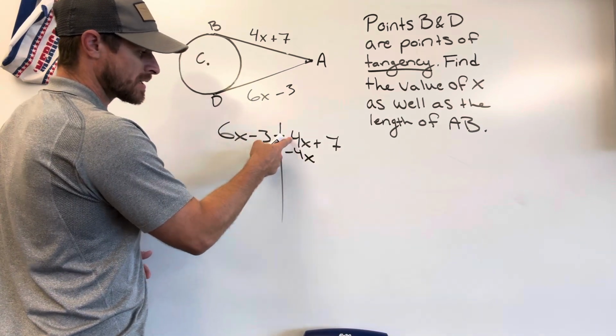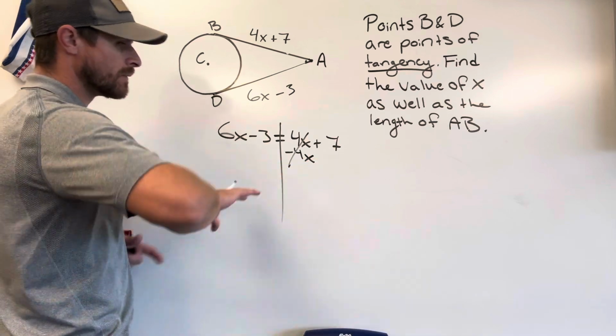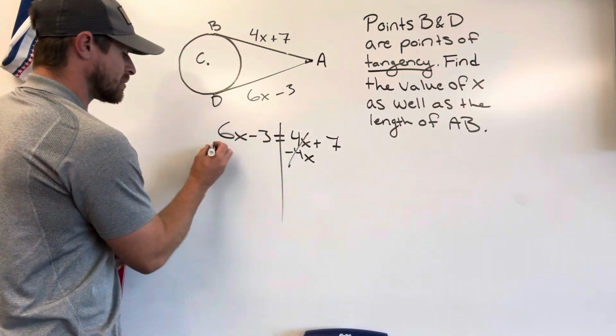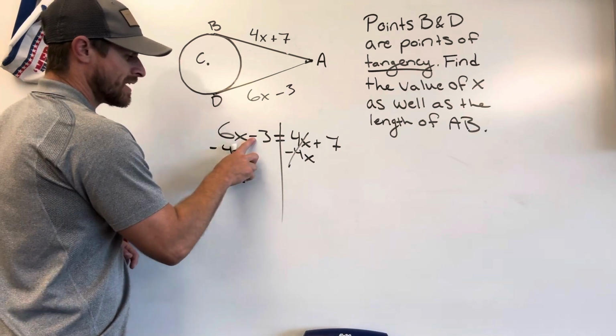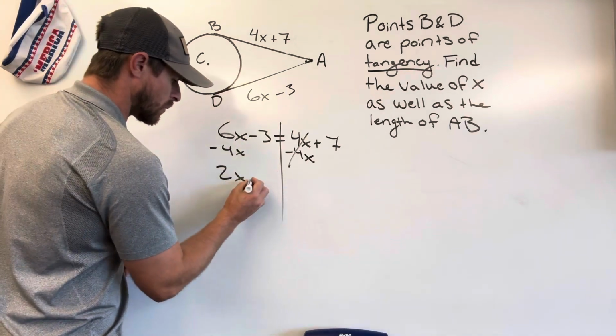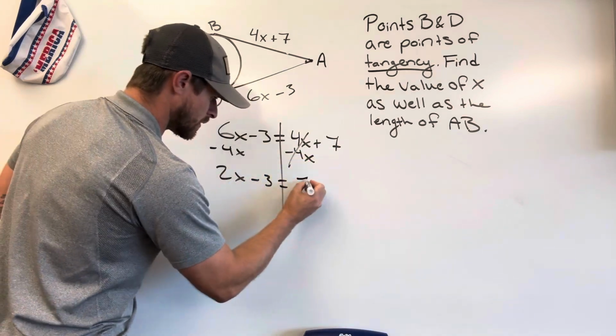Opposite of positive 4x, minus 4x. That will get rid of it over here on the right. Whatever you do to the right side, got to do it to the left side. So we're going to take away 4x on the left side, leaving me with 2x. I still have a negative 3 term that I'm going to bring right down. And then I still have a 7 that I'm going to bring down over here.